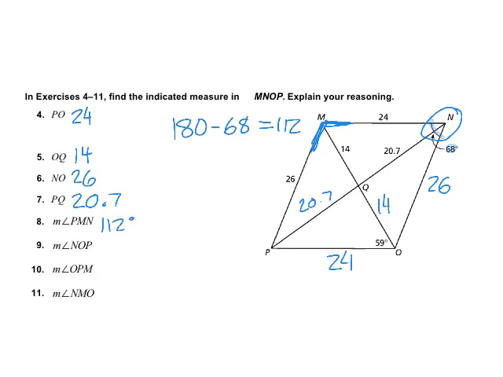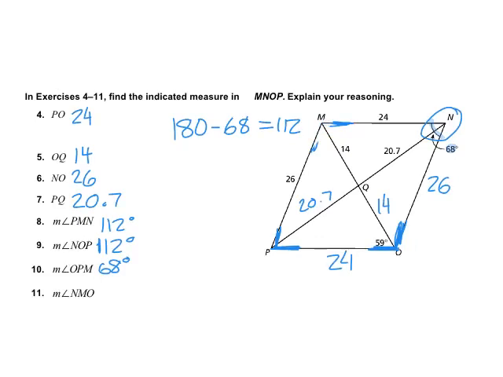NOP. So it's this bottom. We could either say it's supplementary with N, or it's got to be congruent with M. So that one also has to be 112. OPM is the last big angle. It's opposite of N, so it's got to be 68. Okay, NMO.